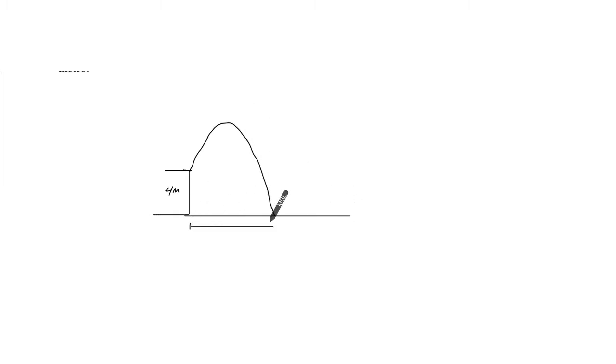Okay, so we catapulted something from a height of 4 meters. So this is 4 meters. The catapult is right here. It shot something, and the total horizontal distance that it traveled is 24. It reached a maximum height of 14, so that's 14.